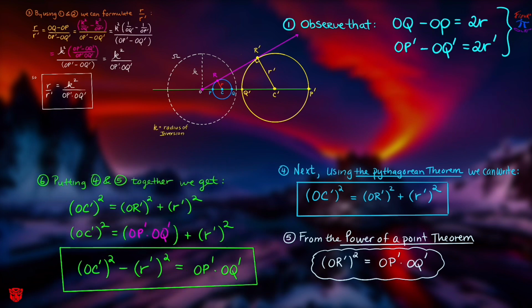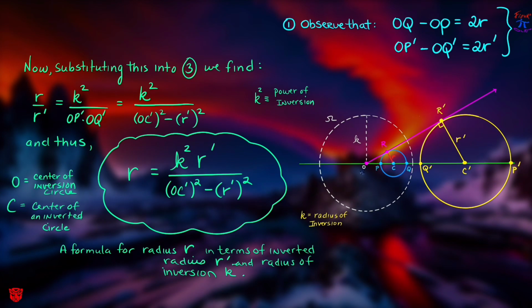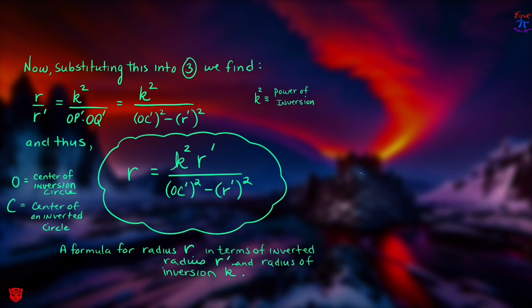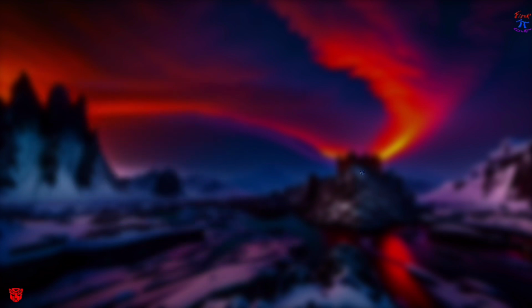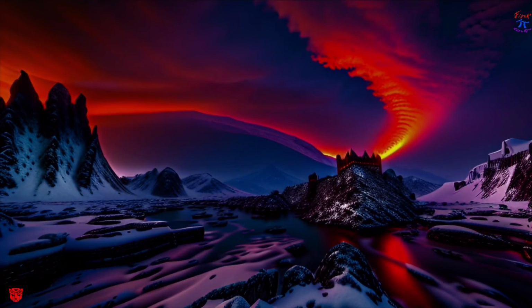But now what we're going to do is bring all of this together into our formula and have a formula for the radius r in terms of its inverted radius r prime and the radius of inversion k. So with this formula here, we can relate the similar objects outside the circle of inversion to the ones inside. Next, we will explore a very unique application of circle inversion.